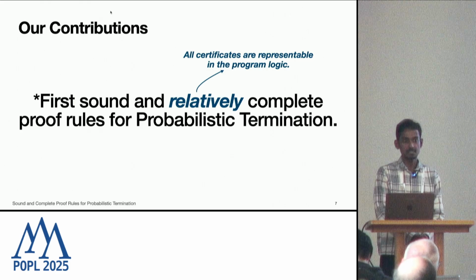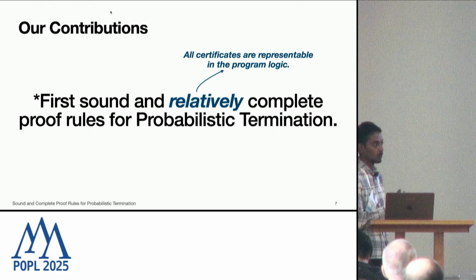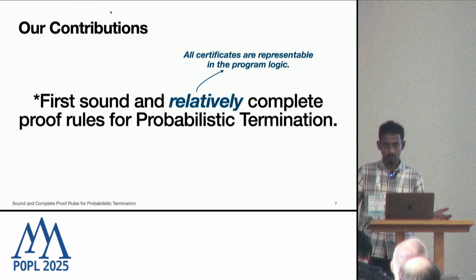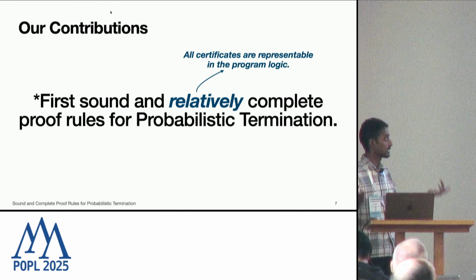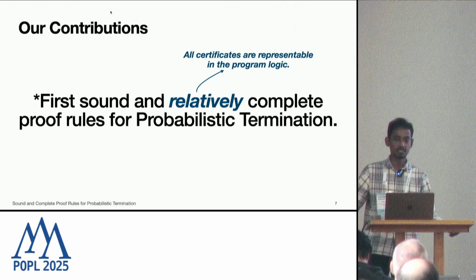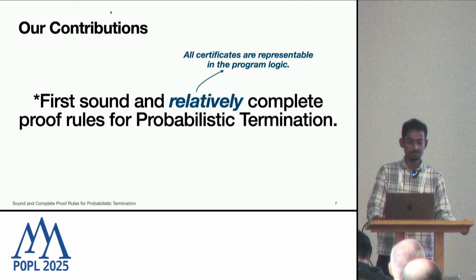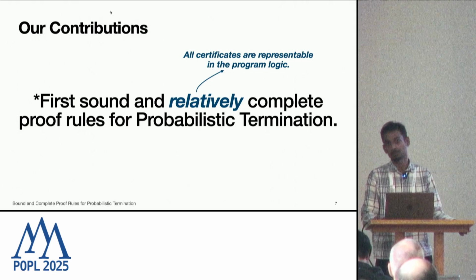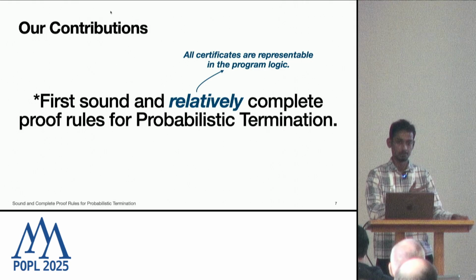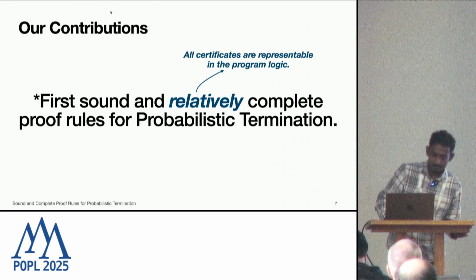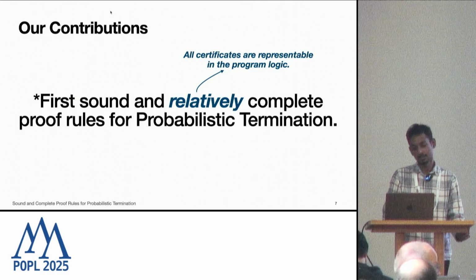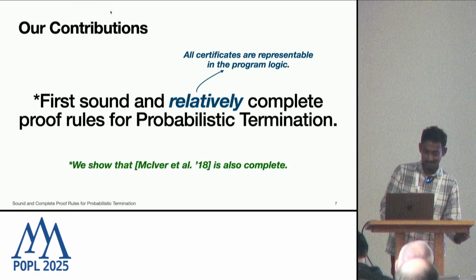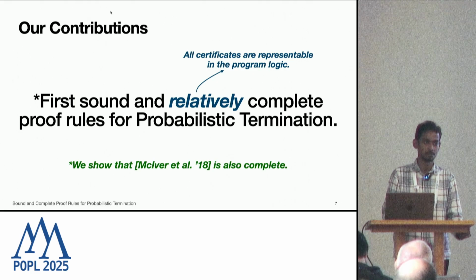Well, in addition to completeness, we also show that for all terminating programs, there will exist certificates of termination that can be encoded in the program logic, meaning that they can be expressed in the program logic as well. All right? This is important. This is necessary to fully reduce the problem of termination to a problem of program logic validity. Right? Now, again, there's an asterisk over here. That's because we've shown, honestly, to even our surprise, that the prior state-of-the-art rule was also complete.